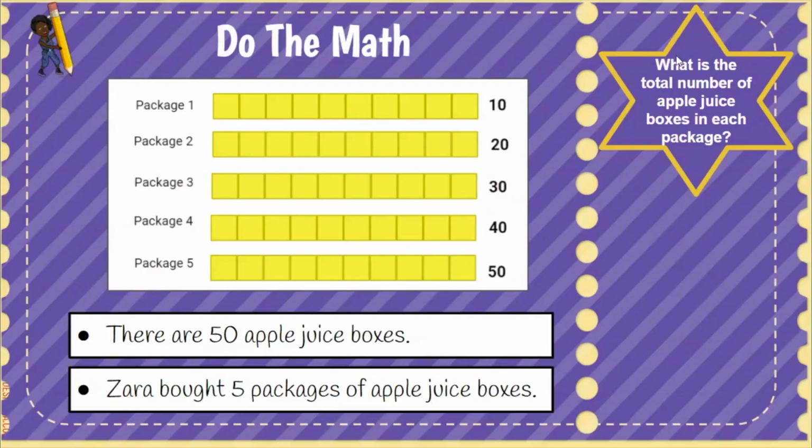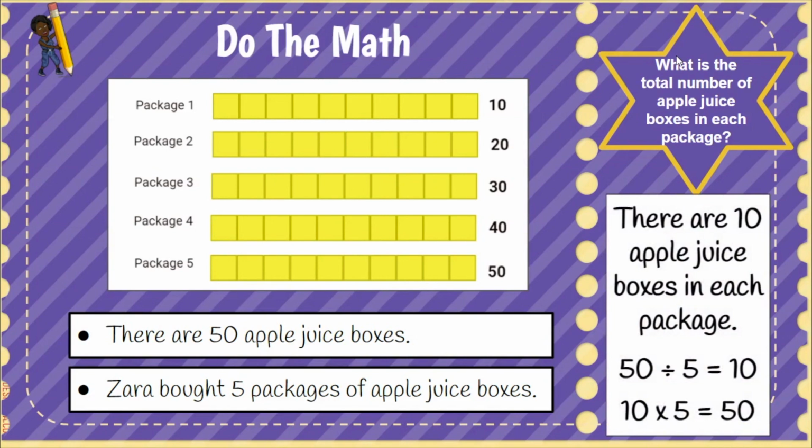package. Written as a division equation, we have 50, the total number of apple juice boxes, divided by 5, the number of packages Zara bought of apple juice boxes, which gives us a quotient of 10, the number of apple juice boxes in each package.